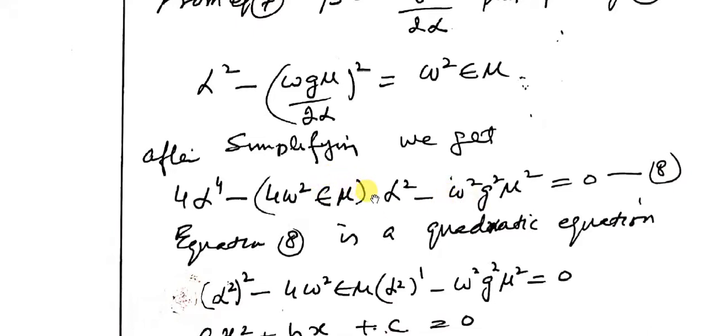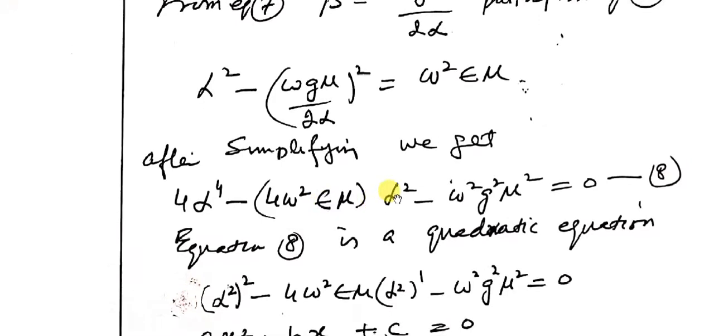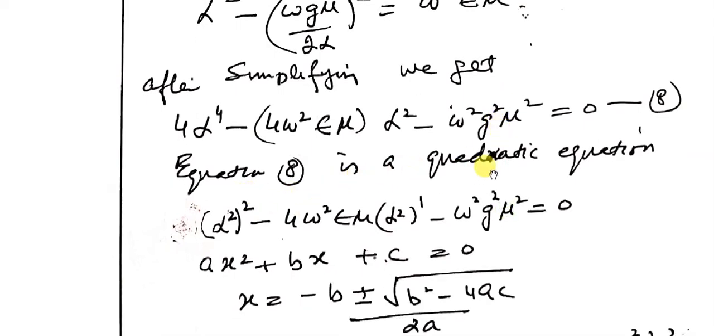This 4 alpha square goes to the other side, which is 4 alpha square omega square epsilon mu. We take it to the left hand side, which is minus 4 omega square alpha square epsilon mu, and the other term, which is the omega square g square mu square. Now equation 8 is a quadratic equation, and its solution is of the form ax square plus bx plus c is equal to 0.